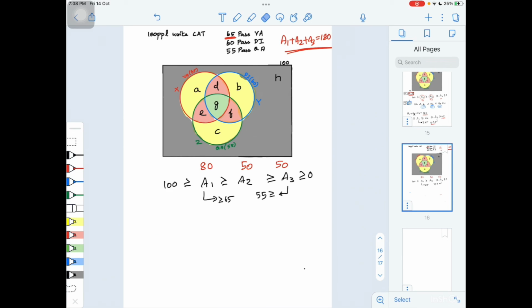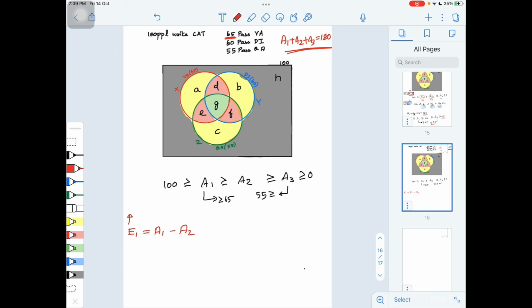Exactly one region, what is the maximum and what is the minimum value that exactly one region can take? How will I get exactly one region? Exactly one region is nothing but at least one region minus at least 2 region. Because at least one region is region 1, region 2, region 3. At least 2 region is region 2 and region 3. When I subtract it, what I will get is exactly one region. So my exactly one region I will obtain by subtracting at least one region minus at least 2 region.